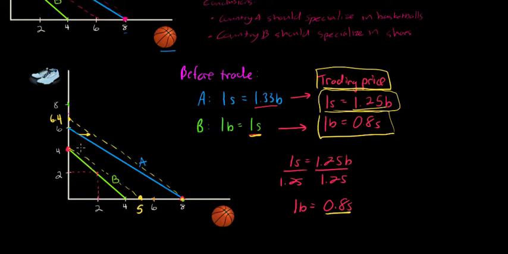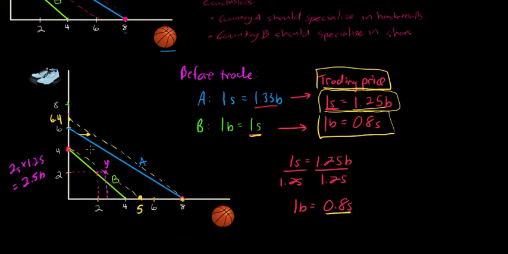Remember that before trade, the opportunity cost was 1 for 1. 1 pair of shoes could be given up in order to get 1 basketball. So if country B were producing 2 pairs of shoes, it could have only consumed 2 basketballs. But now country B can trade each of those pairs of shoes that it's producing for 1.25 basketballs. So how many basketballs can country B consume now that it trades? Well, for the 2 shoes, it can trade them for 1.25 basketballs each, giving country B up to 2.5 basketballs with trade.